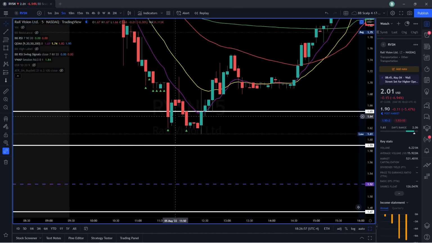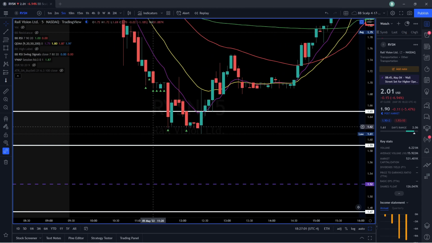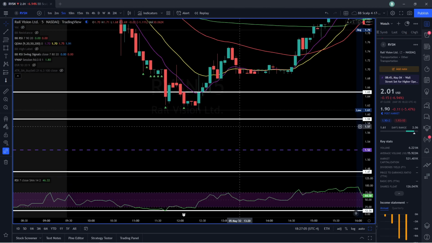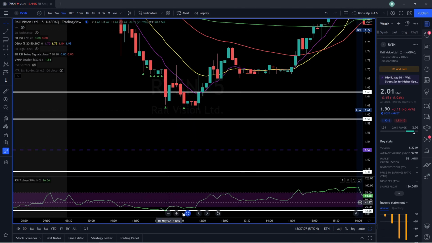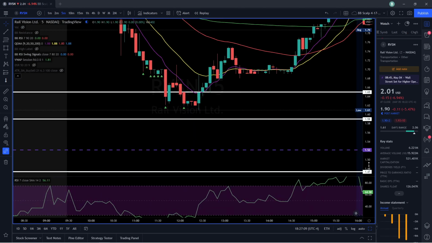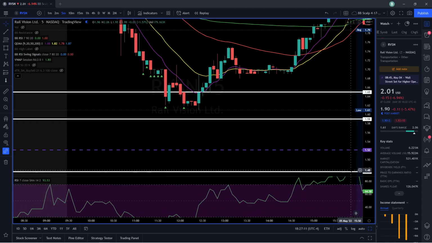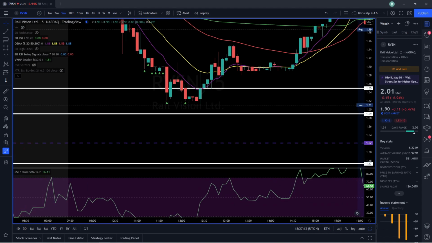So same thing, we had the 5 minute break of highs. Maybe use the 5 minute low as where you're going to be putting your stop. We can see that we had an RSI divergence. As you can see, if I blow this up a little bit, let me see if I can make this a little bit bigger. There we go.